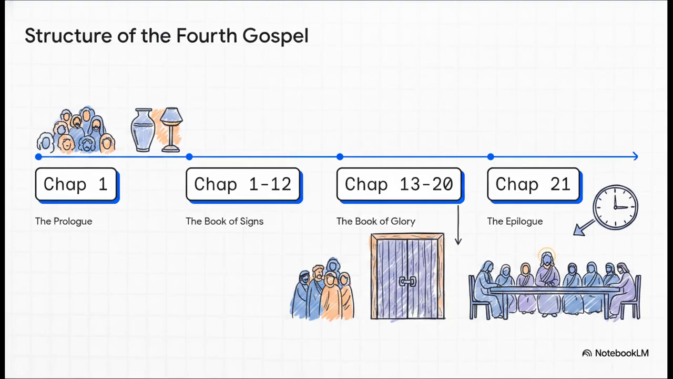Okay, to really grasp the prologue, we first have to see where it fits inside the grander architecture of the Gospel of John. So we kick off with a prologue in chapter 1, which leads into the Book of Signs from chapters 1 through 12. Then comes the Book of Glory in chapters 13 through 20, and finally, the epilogue. But here's the really fascinating part. There is a massive shift right after chapter 12.